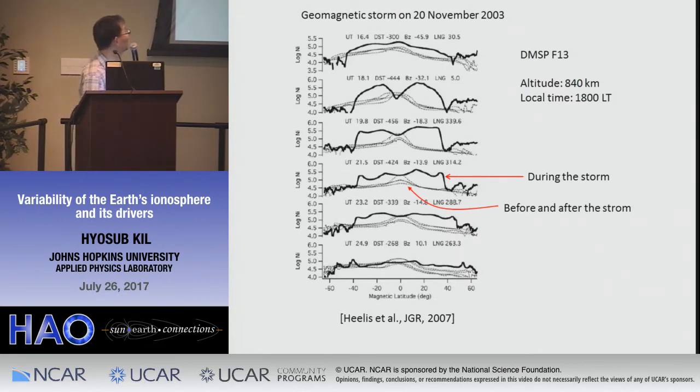And this plot shows the DMSP satellite observation at 840 kilometers at the evening terminator. The dotted line shows before and after the storm, and this thick line shows the plasma density during the storm. If you compare the difference, more than 100 times plasma density enhancement occurred in mid-latitude. And in the equatorial region, normally the morphology doesn't show a trough at the magnetic equator, but during the storm, an ionization trough appears in the equatorial region. So a huge change occurs during magnetic storms.